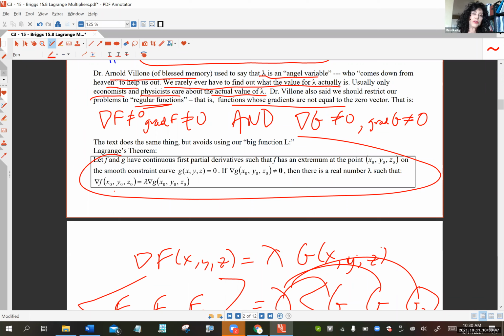Now, am I the only one who teaches it this way? No, there are other textbooks that do teach it this way that I'm showing you, where you have this big mother of a function, big L, the Lagrange function, and you extremize that. That's how I roll.